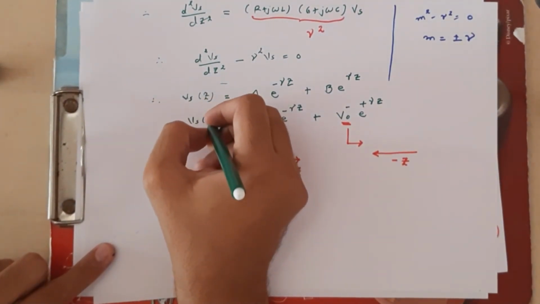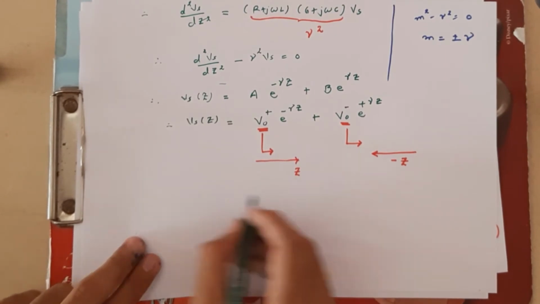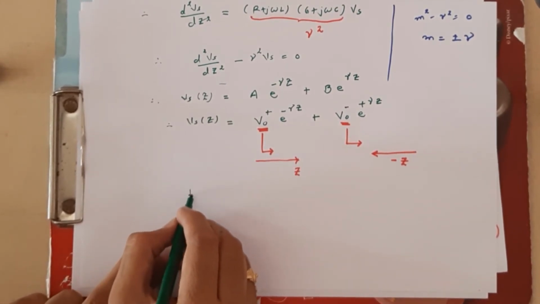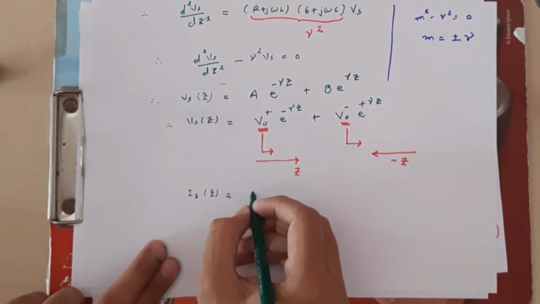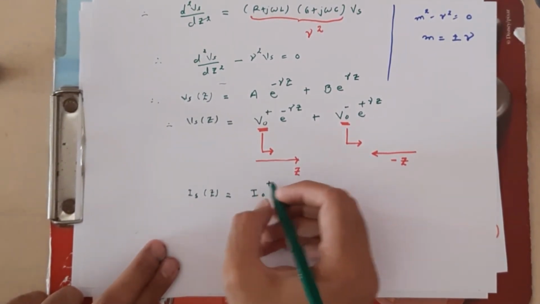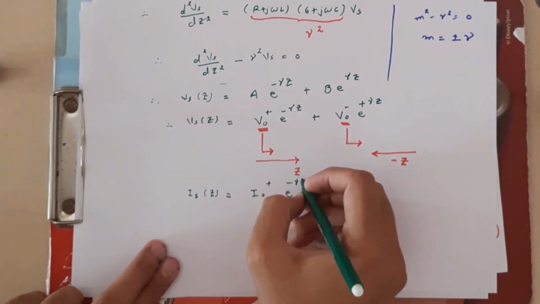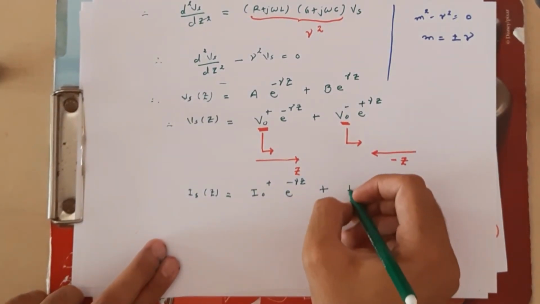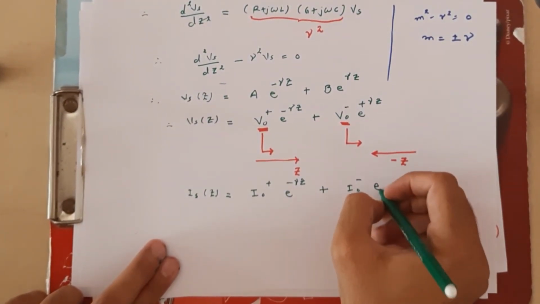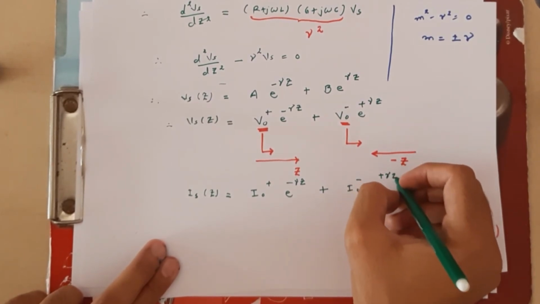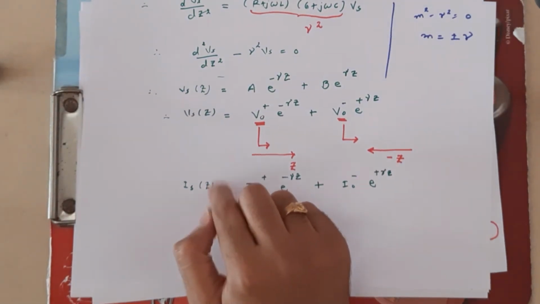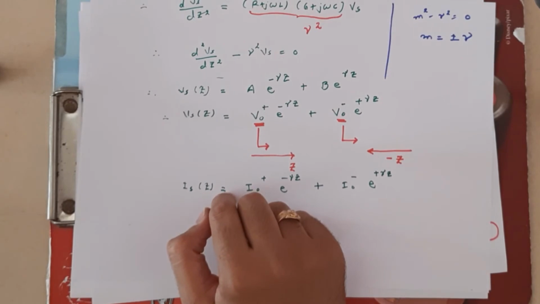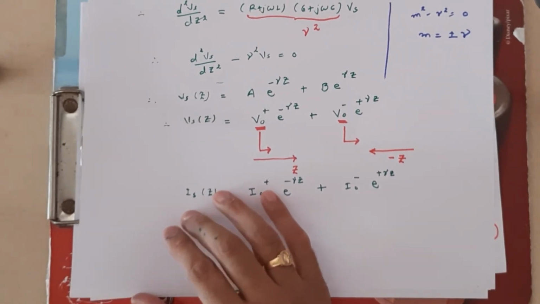So this is Vs of z. Similarly, we can derive the equation of Is of z. What is Is of z? Is of z is I0 plus e raised to minus gamma z plus I0 minus e raised to plus gamma z. So here are the voltage and current equations, but they are functions of z only.